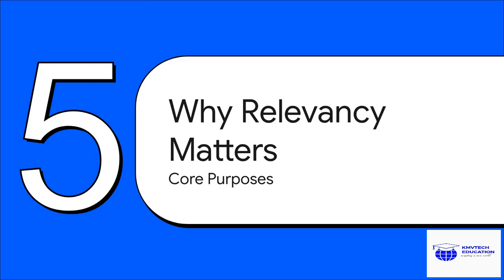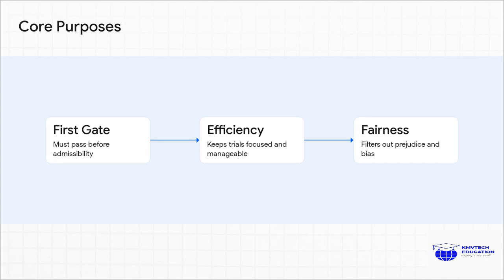Section 5. Why relevancy rules matter. At this point, you might actually be wondering, why do we even need this strict rule in the first place? Why not just let the judge hear absolutely everything and decide what's important later? Well, let's examine the 3 core purposes of relevancy rules and why they are so essential to the justice system. First, relevancy is the first gate. Before a court even asks if evidence is legally admissible, it must ask if it's relevant. If it's not relevant, it's blocked right at the gate, regardless of how reliable it might be. There is simply nothing for it to prove.